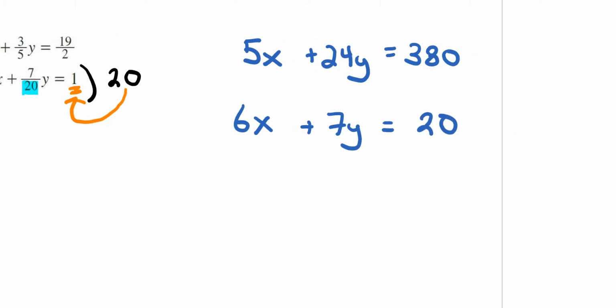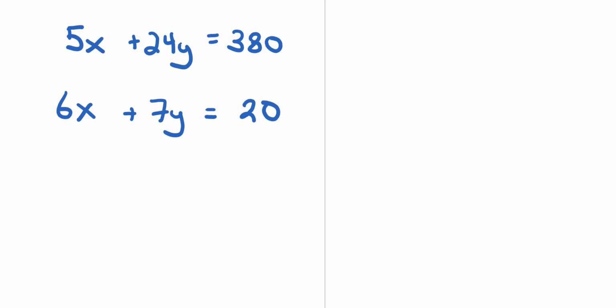Okay. So as you can see, I now have a new system here in blue. I have no more fractions. The fractions are gone. And I would just solve this using the elimination step now. And when you're using elimination, I have a 5 here and a 6 here. So I will go ahead and try to eliminate the x variable. So I have to make sure that the leading coefficients in front of the x variable are the same.